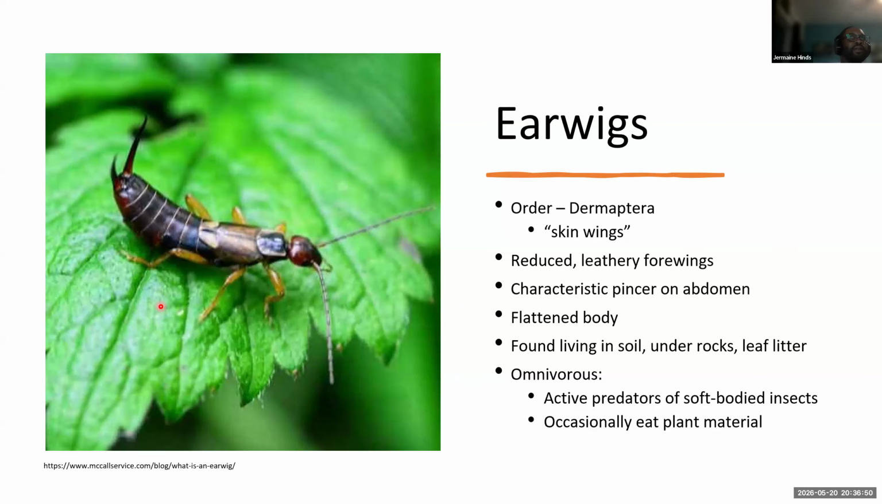Lightning bugs, I don't know if I've ever heard of them being pests. I do believe that they tend to pollinate. I don't know if I've heard many stories about them being a particular pest anywhere.